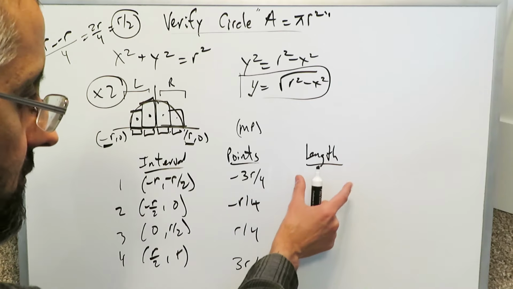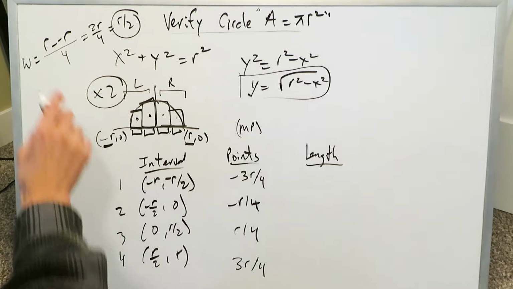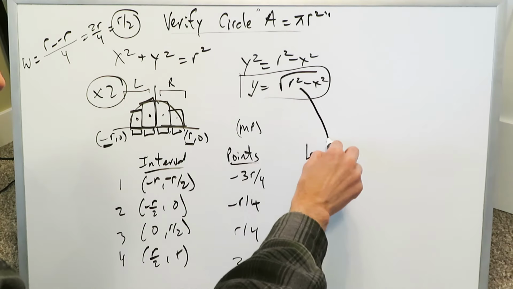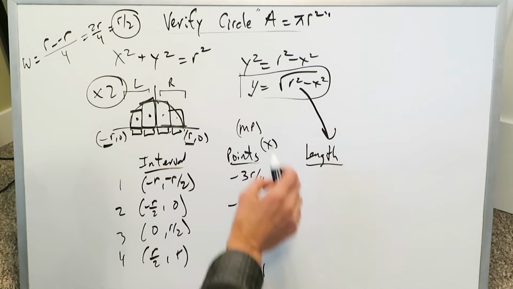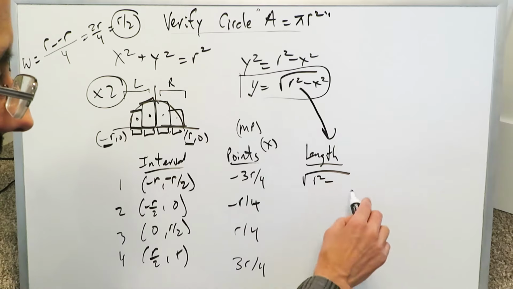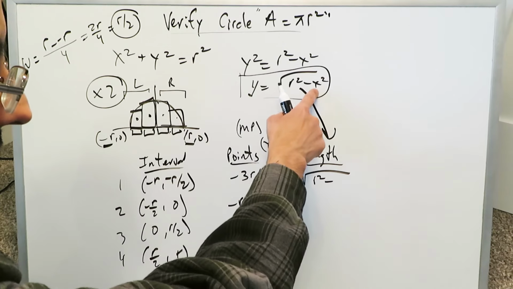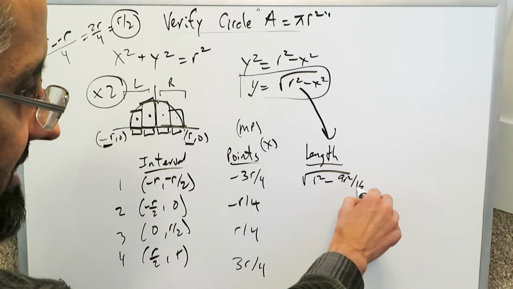Now what would you do over here to determine your length? We've already determined the width. Right here is my width. The length is exactly this right here. You would put everything here in terms of these x values right in here. You would have r squared minus this squared. You're doing 3r over 4 squared because these represent your x values. It would become 9r squared over 16.